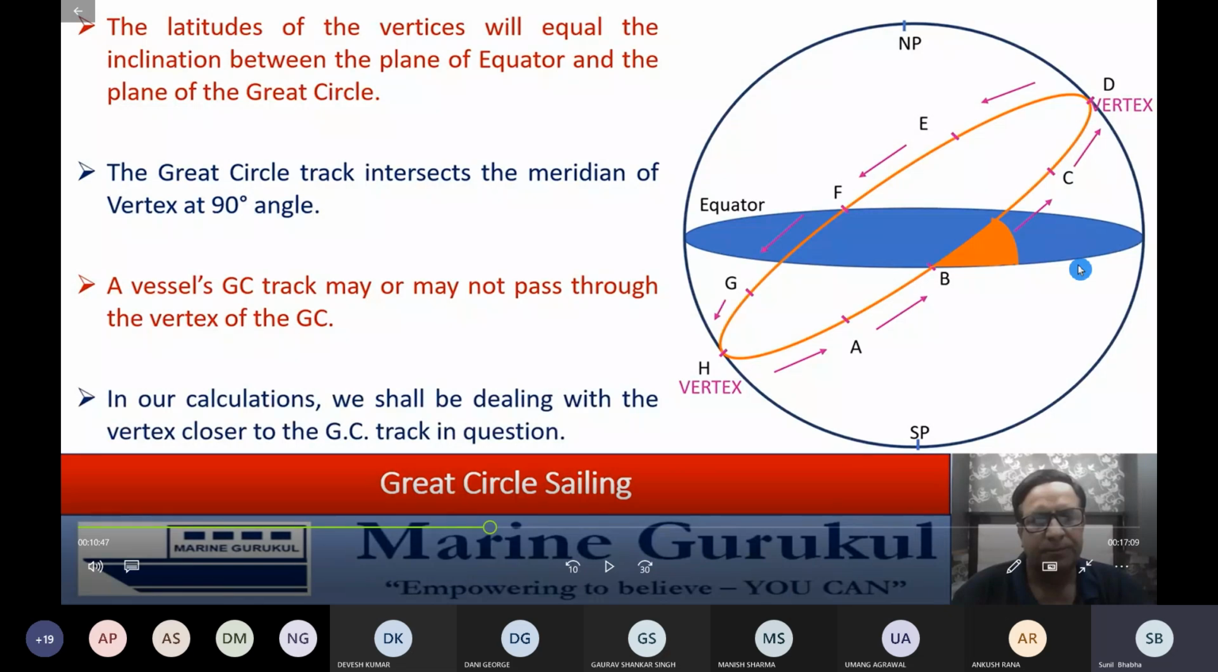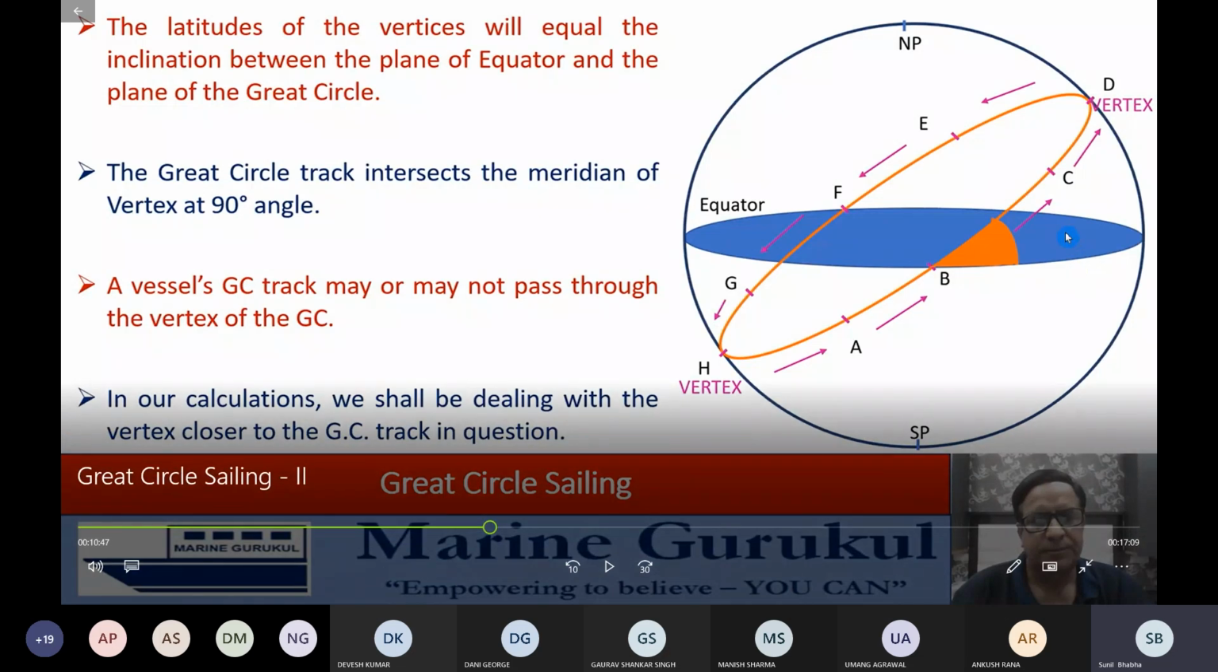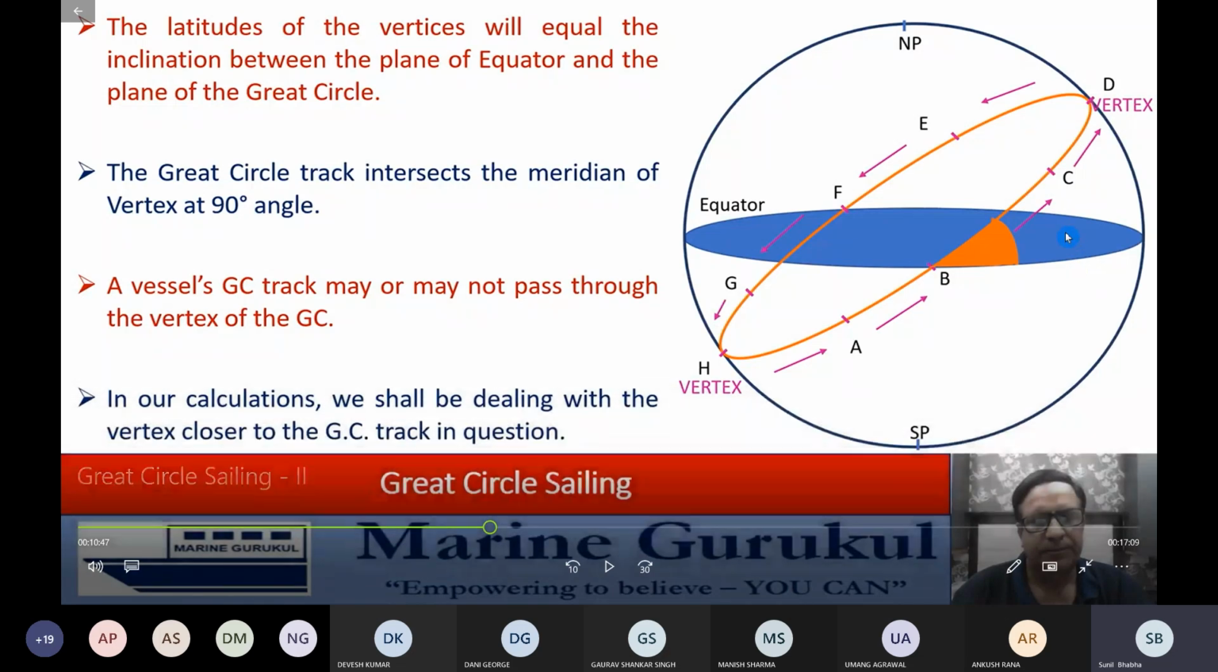Now this is also very important when we calculate the position of the vertex. This is the first thing which we need to check. When we are given a question to find out the position of the vertex, the first thing which we need to check is whether the vertex lies between our initial and final positions or the vertex lies outside the initial and final position.